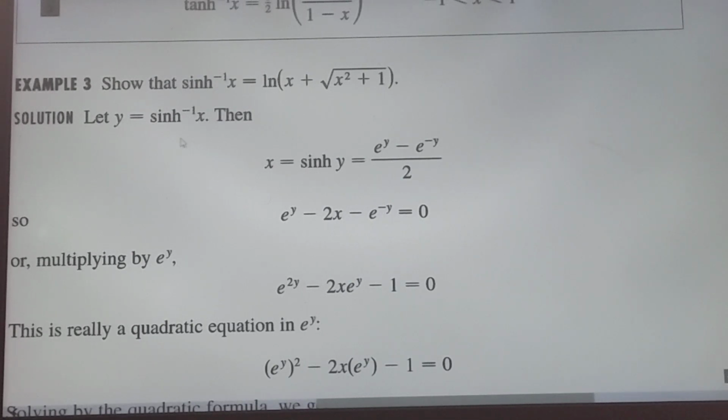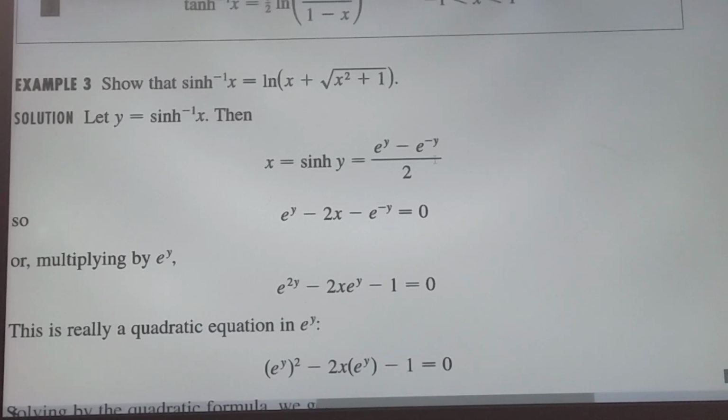Then you remove the inverse, and then it becomes a normal sinh y. So if it's a sinh y, what does it mean? It means that it's e to the power y minus e to the power negative y, from the definition, over 2, because all the e's are half half. The 2 is simply saying everything is half half. Okay, so we are simplifying the numerator there.